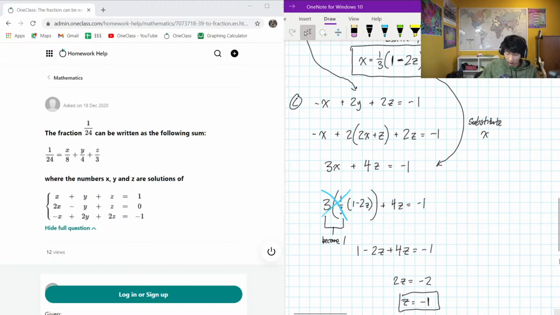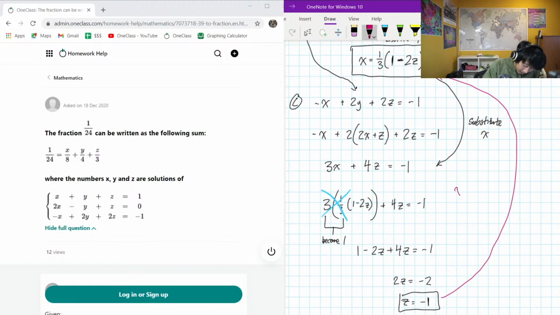That's beautiful. Now that we have this number, z equals negative 1, we can go back up to here, and we sub that back in. So x is equal to 1/3 times 1 minus 2 times negative 1, because that was z. So x is going to be equal to 1/3, inside the bracket, 2 times negative 1. That's going to be 1 plus 2. So that's going to be, as a result, 3 in here, and then x has to be 1.